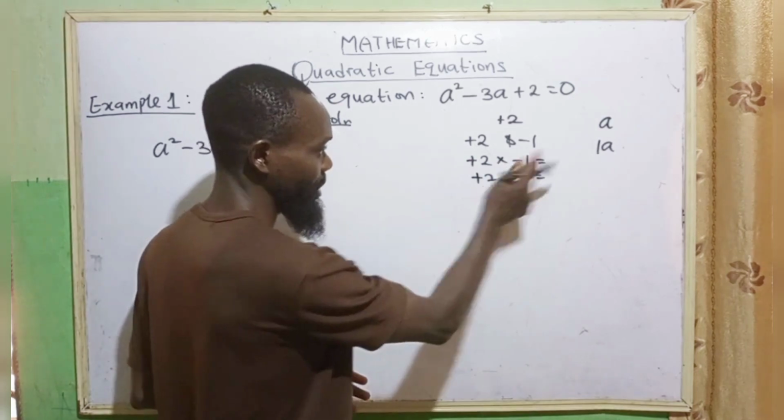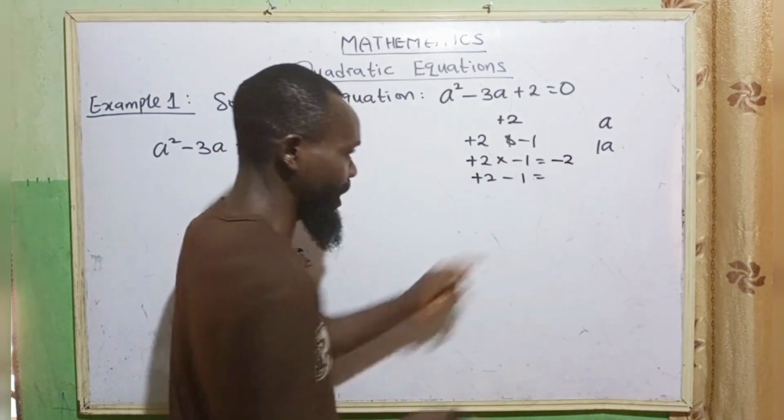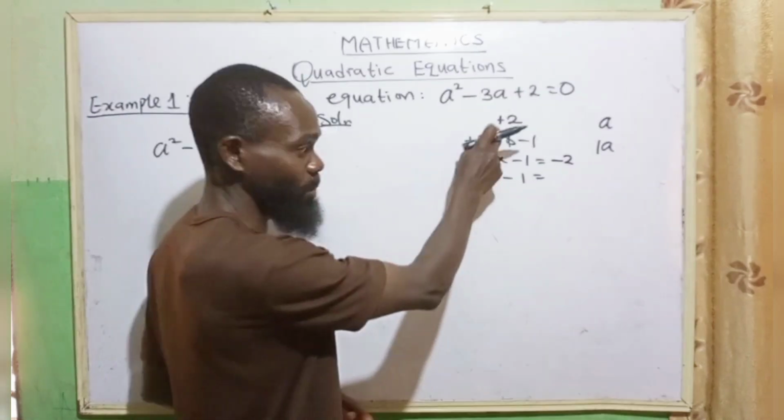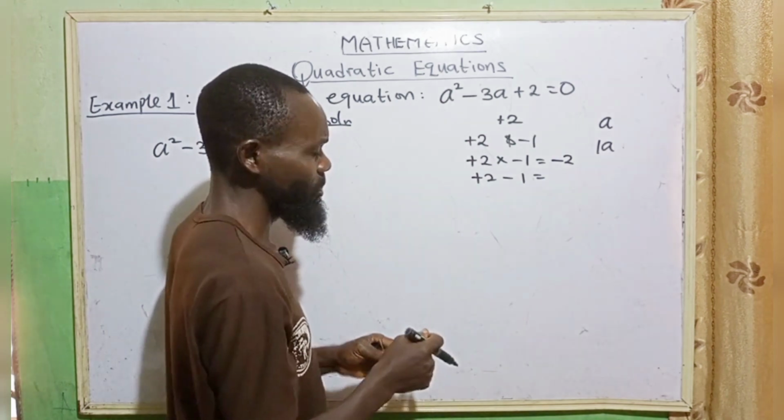Now let's look at it. Plus times minus, we have minus. 2 times 1, we have 2. Firstly, we have minus 2 here, and in this case, this is plus 2. It means these signs are wrong. Let me use another sign.